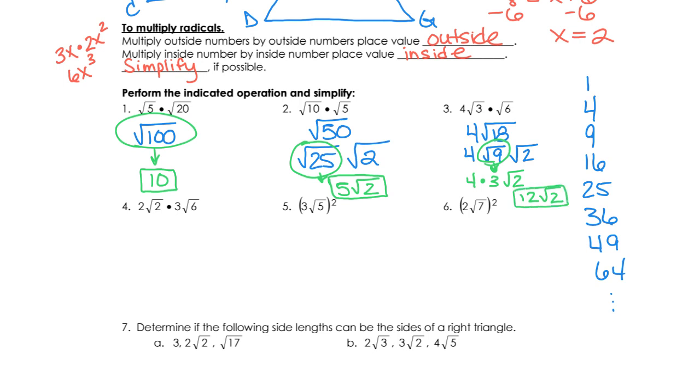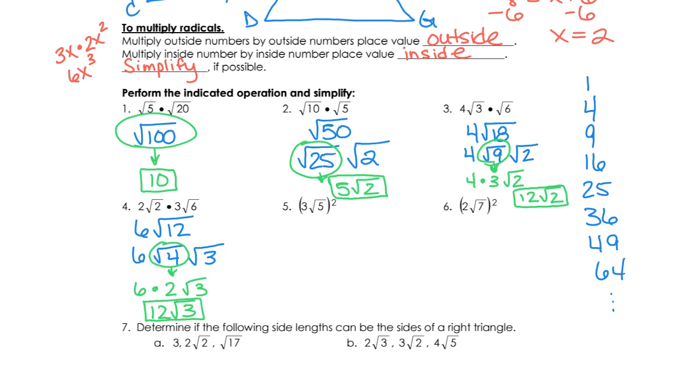Okay. Number 4. Outside numbers, 2 times 3 is 6. Square root of 2 times the square root of 6 is the square root of 12. 12 is not perfect, so we're going to find the largest perfect that goes in, which is 4. The other number is 3. Circle the perfect. Square root of 4 becomes 2. And our final answer ends up being 12 square root of 3.